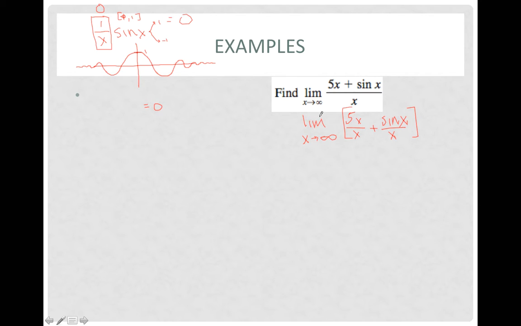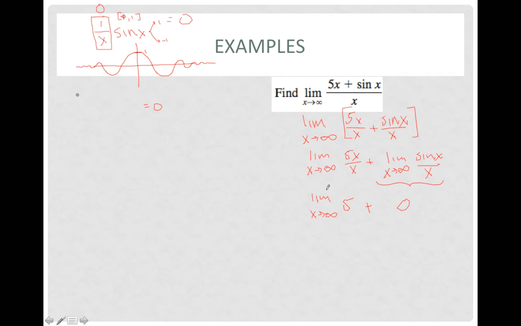And my limit property says I can find the limit of each of these separately. So I'm going to say, okay, it's the limit as x approaches infinity of 5x over x plus the limit as x approaches infinity of sine x over x. Well, here on the left one, you'll notice that I can cancel those x's, so that means I can say it's the limit as x approaches infinity of 5 plus something we just evaluated as being 0. We know that this is 0.